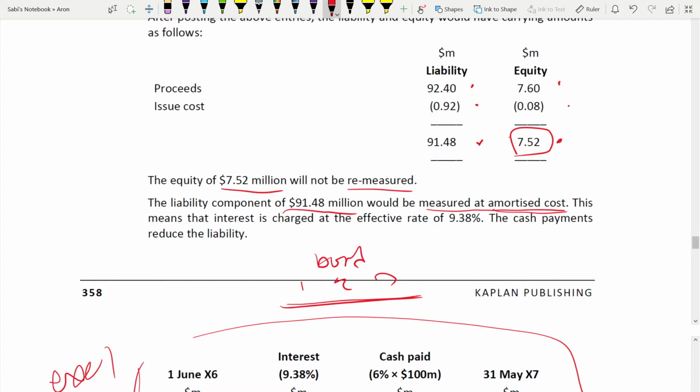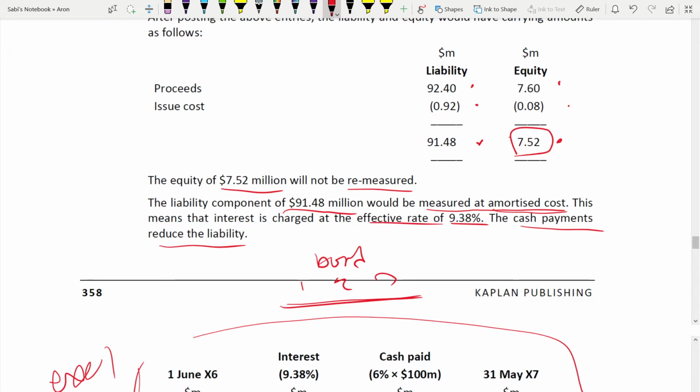For amortized cost, you need to know the meaning of amortization. In the normal sense, it is like depreciation. You will be given some depreciation or amortization rate to depreciate or amortize the value of intangible or tangible assets. That means your value goes down by that percentage. In the same way, this is a financial liability, and this is the interest, 9.38%. Liability will be reduced by this percentage. You have to take that effective rate.